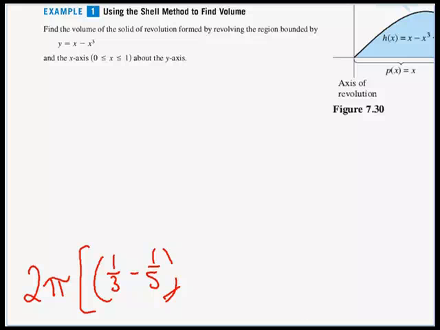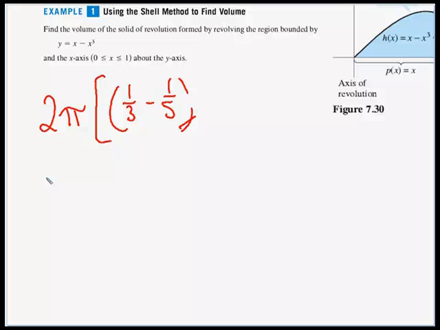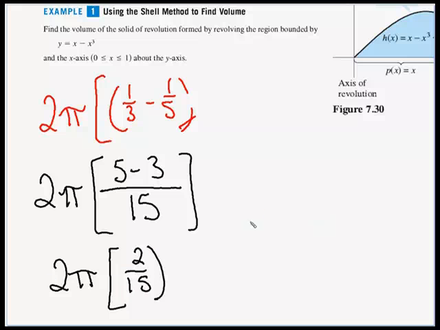So let's work on our fractions. Outside we have 2 pi. And if we work inside and get a common denominator between 3 and 5, which is 15, and then multiply up, 5 minus 3, we have 2 pi times 2/15. We multiply straight across, and we get 4 pi over 15, and that would be units cubed. We are looking at a volume here, so that would be some kind of cubic units.